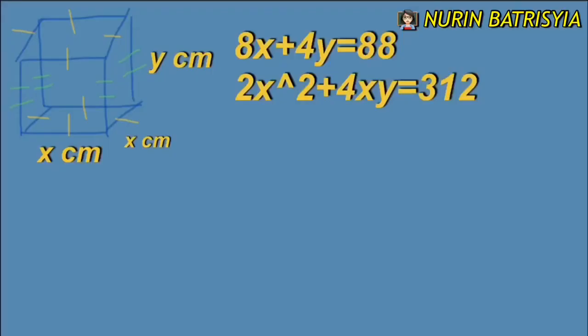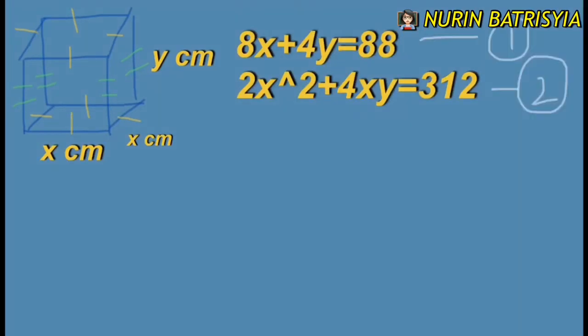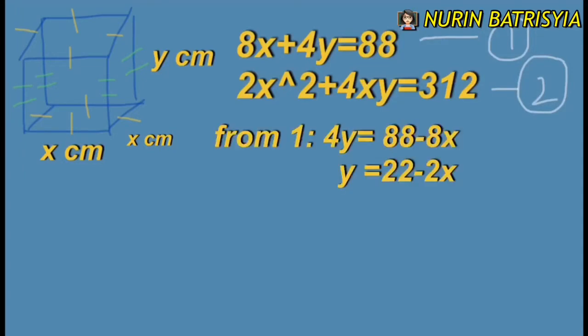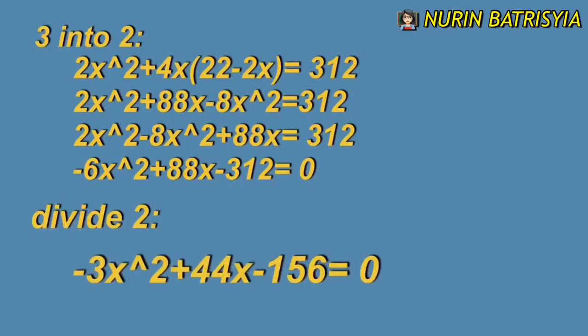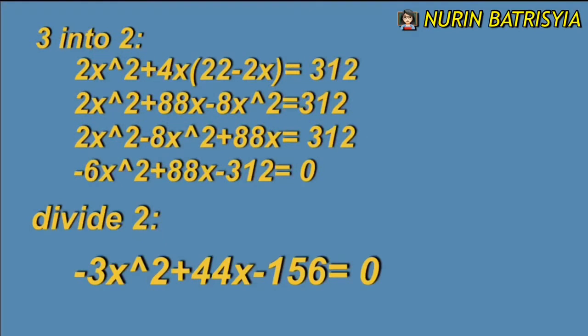For the equations for this question, 8x plus 4y equals 88 as the first equation, and 2x squared plus 4xy equals 312 as the second equation. The third equation we can get from 1, which is y equals 22 minus 2x. After making the equations, substitute equation 3 into 2 and we will get negative 3x squared plus 44x minus 156 equals 0.